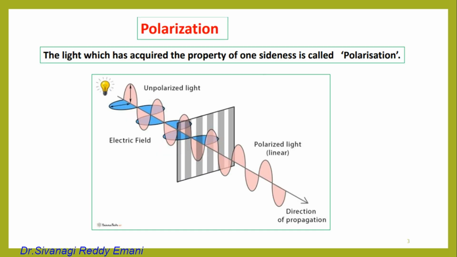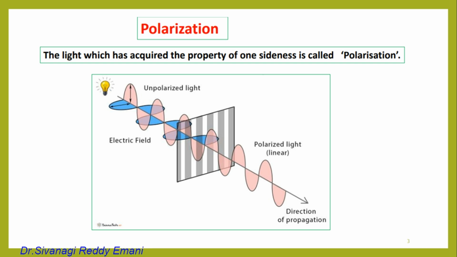Now, what is polarization? Light has both electric and magnetic fields which vibrate mutually perpendicular to each other. In the case of unpolarized light, its fields vibrate in all directions. But when we use a polarizer, the light gets polarized in a single direction. This property of one-sidedness is known as polarization.